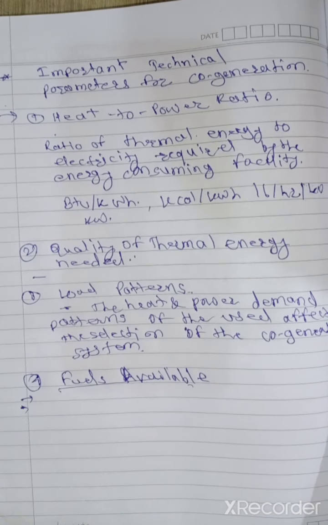For example, a rice mill needs mechanical power for milling and heat for paddy drying. If a cogeneration system is considered, the steam turbine system would be the first priority, because it can use rice husk as fuel, which is available as a waste product from the mill.